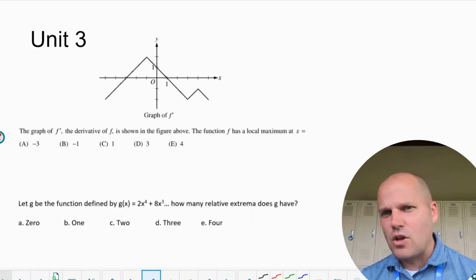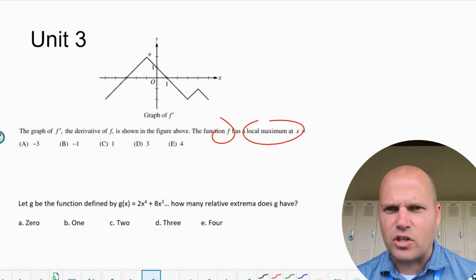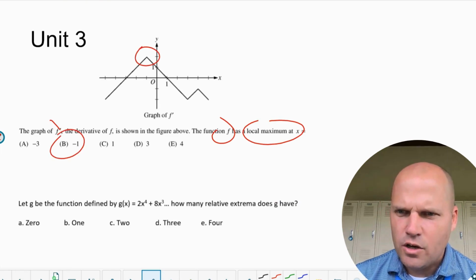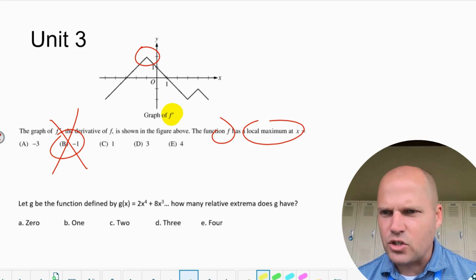How'd you do on that? Unit 3. All right, here we go. F has a local max. Obviously, the max is right here, negative 1. No, you're wrong. This is not F. This is F prime. This is the derivative.